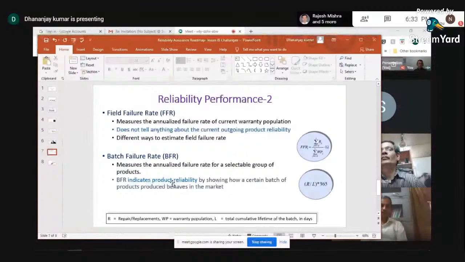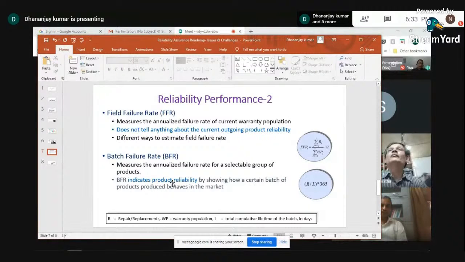And there you measure the reliability, how we are performing in the field. There are two metrics we use. I personally recommend two different key metrics.